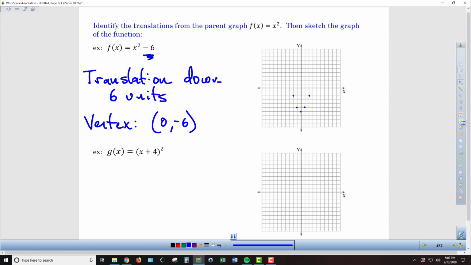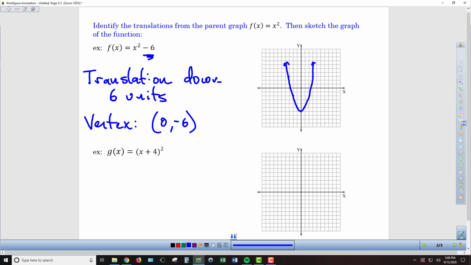And then again, to get one more set of points, even though these weren't in the t-table, we can go over 3 from the vertex in each direction and go up 9. So again, that's 9 from the vertex, not from the origin. And so then we can see the exact same U-shaped graph.